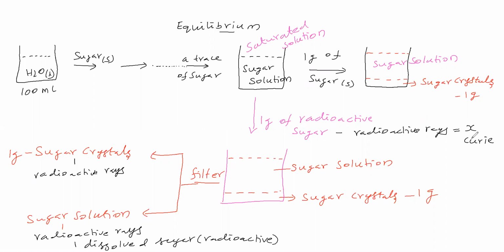X curie. Curie is the unit. This 1 gram of radioactive sugar is emitting radioactive rays. How much radioactive rays it is emitting means X curie. This sugar crystal is emitting X minus Y curie, and this sugar solution is emitting Y curie. So now you have an idea of how much radioactive rays it is emitting.